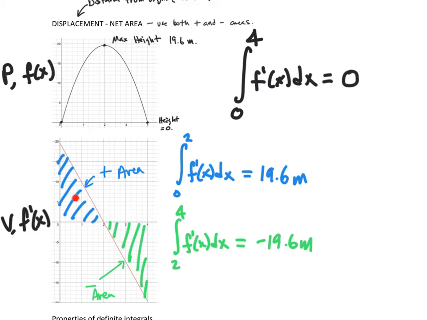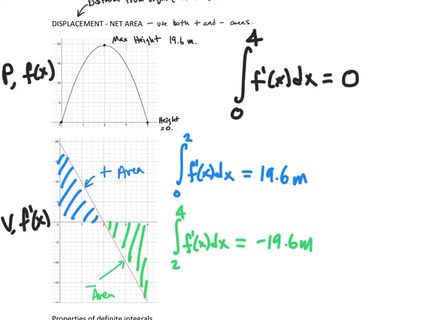Because when I calculate positive and negative area, it gives us our position. And we have to think about, okay, what is our position after 4 seconds? How high off the ground is the object? And the answer to that question is 0. So hopefully that makes sense, positive and negative areas.